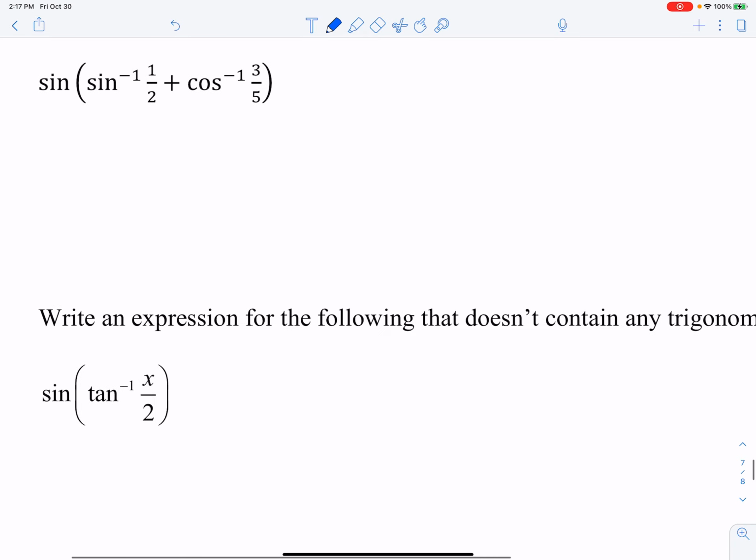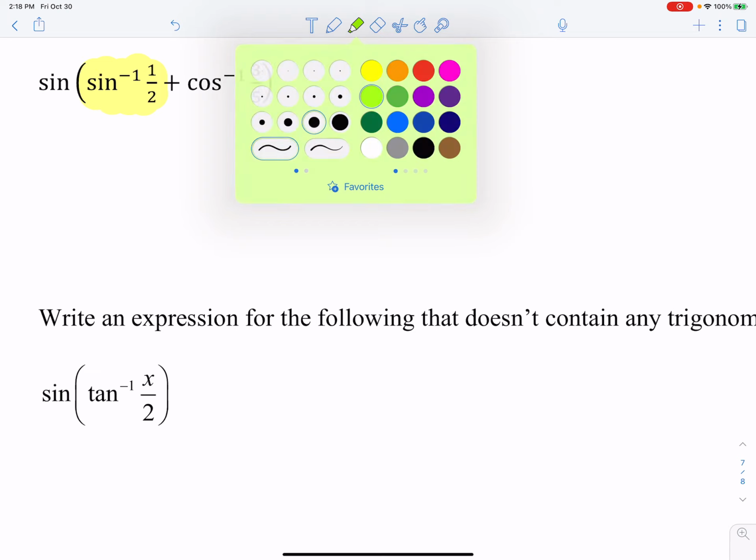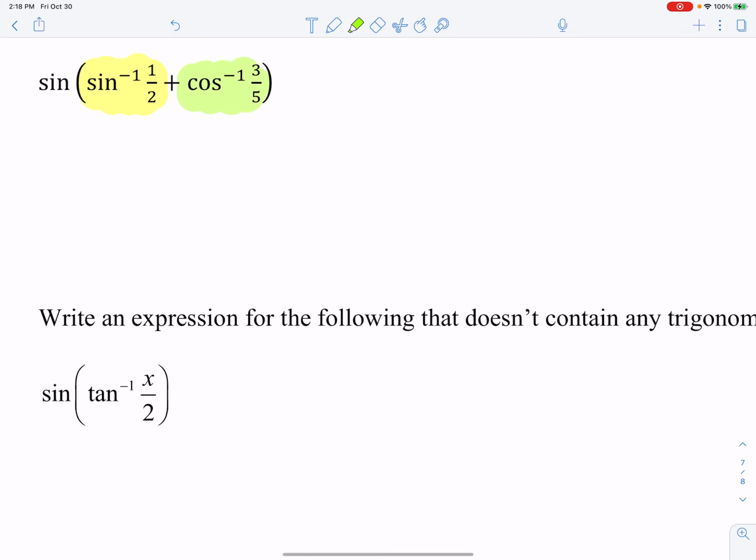So I have a claim about this first one here. You've done this before, and you're looking at this thinking, no way. And I'll say, yes, you have, because the key to success with working with any kind of inverse trig function is understanding that anytime you see an inverse notation, that represents an angle. So I'm going to call alpha this, and I'm going to call beta that.